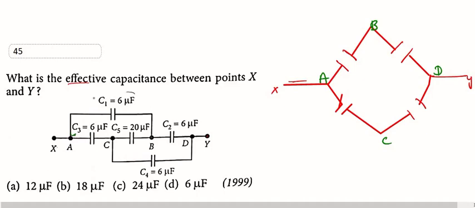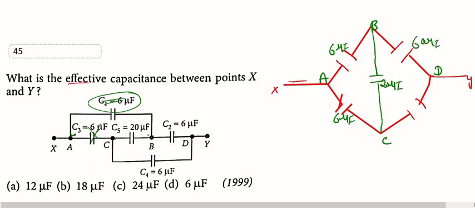So A to the B, how much is it? 6 microfarad. A to the B is 6 microfarad. So this is completed. A to the C again 6 microfarad. C to the B, how much is this? 20 microfarad. B to the D is also 6 microfarad. So C to the D is 6 microfarad. See, it is a Wheatstone bridge.